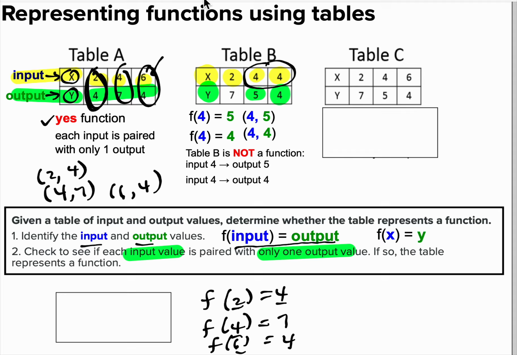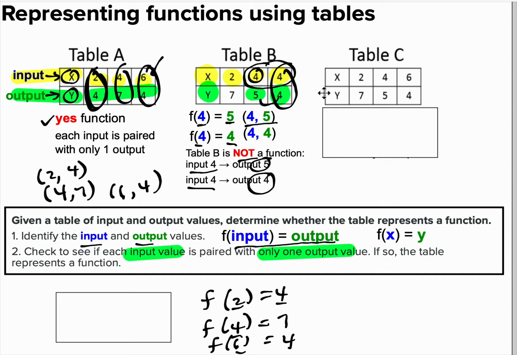If I write that in function notation, when I input 4, I get a 5. I can write that as an ordered pair, 4, 5. And this says when I input 4, I get an output of 4. So this is not a function. Sometimes when I input 4, I get an output of 5. Sometimes when I input 4, I get an output of 4. So the input 4 has 2 different outputs. This is not a function.